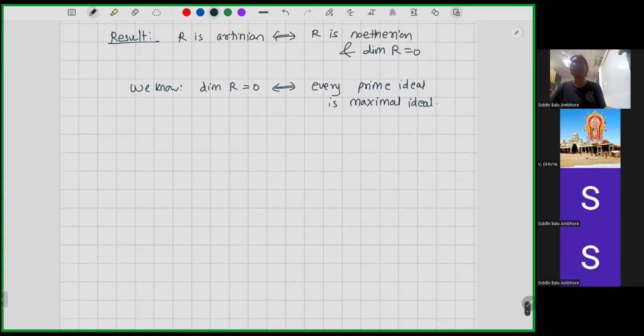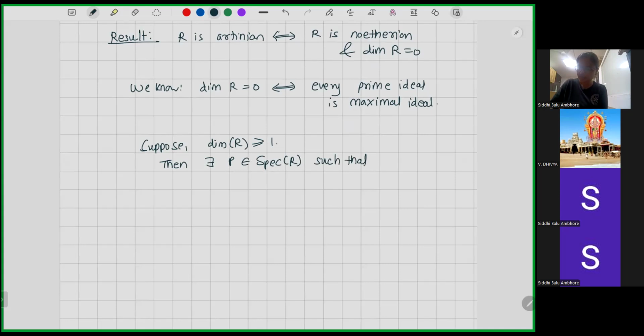So how to start with this, that every prime ideal is a maximal ideal? So we have to prove the dimension of R is 0. So suppose the dimension of this R is greater than or equal to 1 at least. Once I have this, then there exists some P in Spec of R such that this P is not in MaxSpec of R. We can always have this. Once I have a chain of length 1, I have some prime ideal here. So I have a chain of this kind. Okay, so I'm choosing this prime ideal.